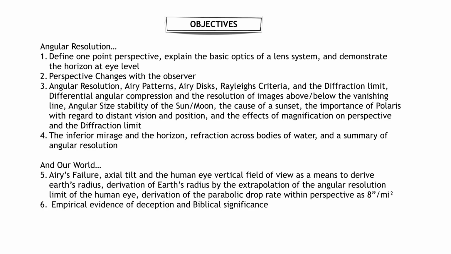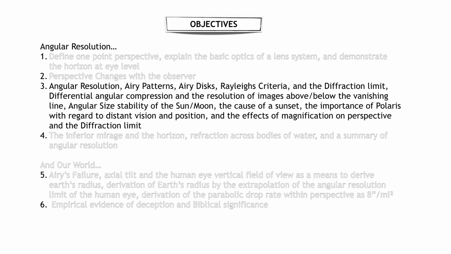Our objectives we've gone through before. This is now part 3 of the 6-part series, so we have at this point discussed the 1-point perspective, explained the basic optics of a lens system, demonstrated the horizon at eye level, and we have gone through perspective changes with the observer, especially with regard to height changes and their effects on orthogonal and transversal lines. So this is part 3.